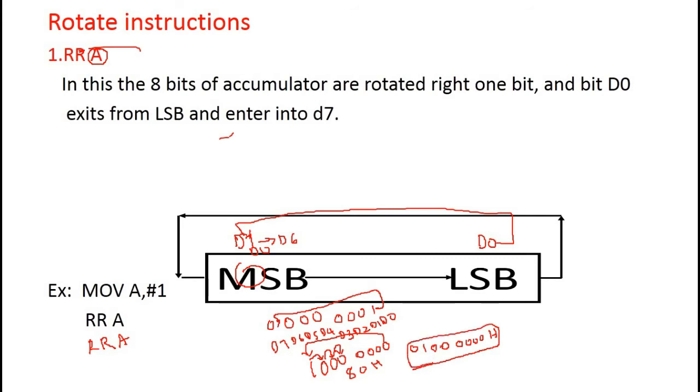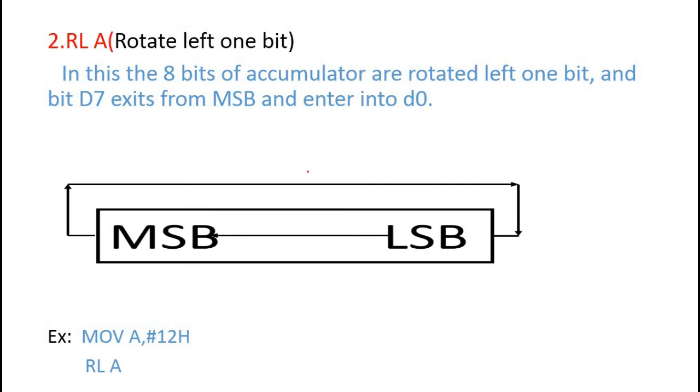Okay. And the next instruction is rotate left. Rotate left 1 bit. It means the 8 bits of the accumulator are rotated left 1 bit, and the bit D7 exits from the MSB and enters into D0. It is just opposite to the rotate right operation, right? So for example, here I have taken the example 12H. So 12H is represented as 0, 0, 0, 1, 0, 0, 1, 0, right?